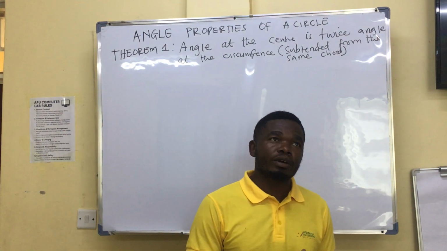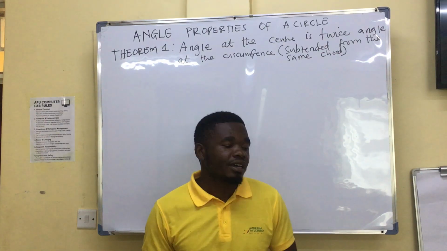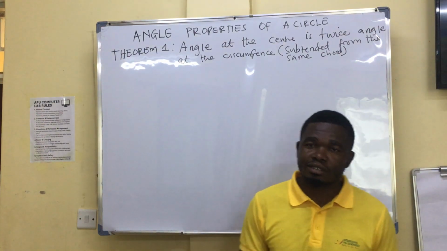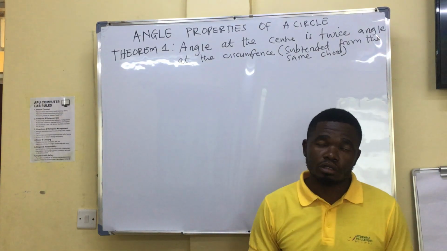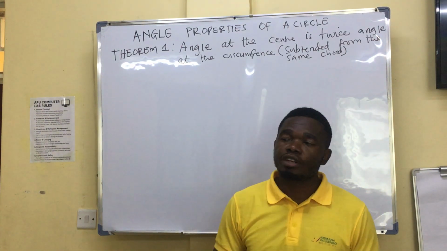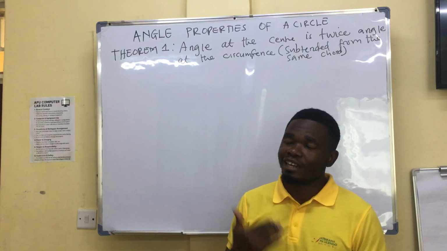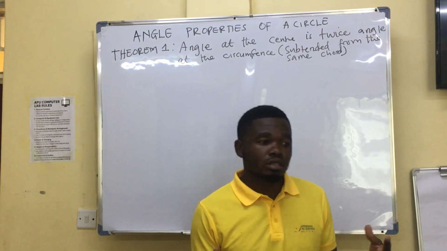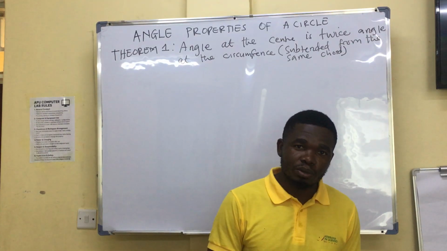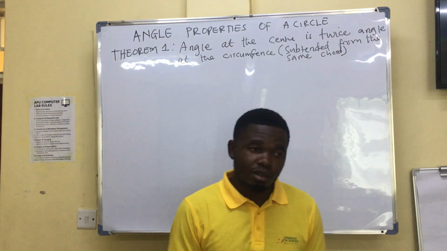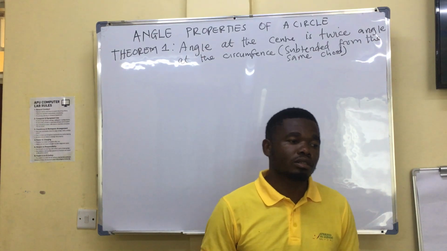Remember last time we were discussing the properties of the circle, the basics before we start discussing the angle properties of the circle. A circle is supposed to have a radius, a diameter, a chord. There is a sector as well, and a segment.